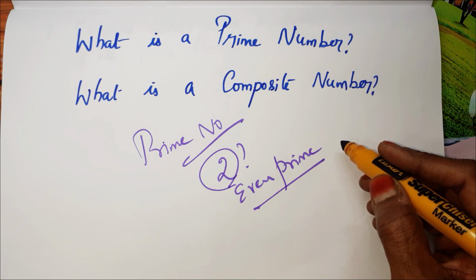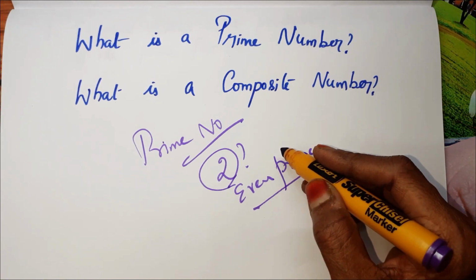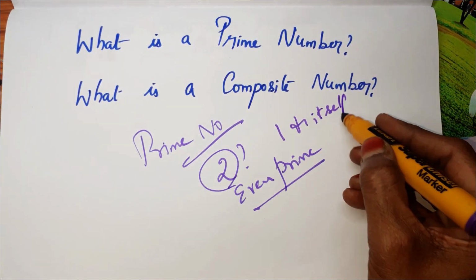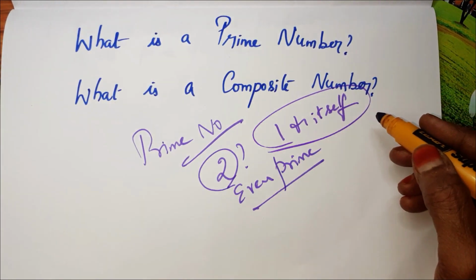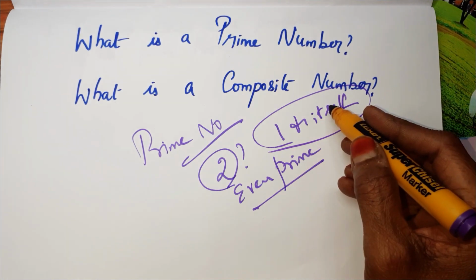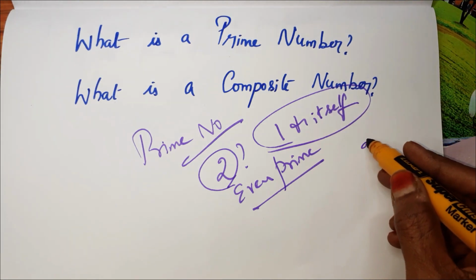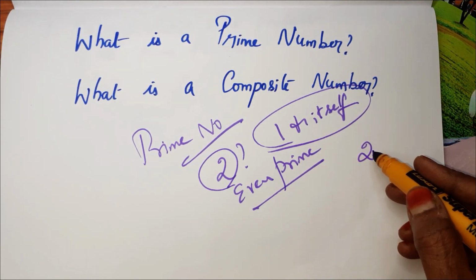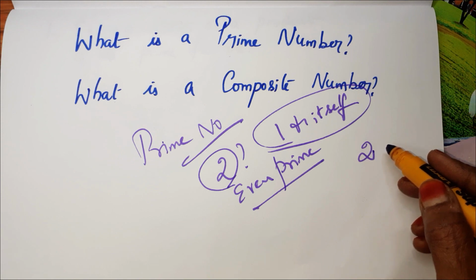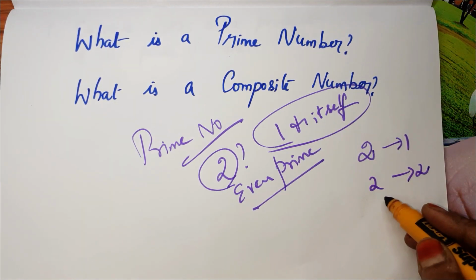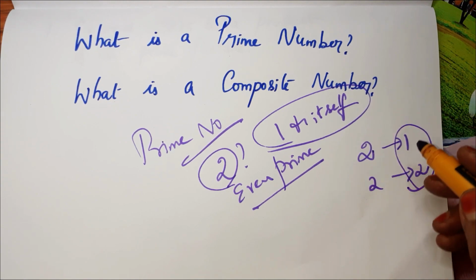Prime number means it will have only 2 factors, 1 and itself. That means a prime number is divisible only by 1 or itself. For example, when we take 2, 2 is divisible by 1 and 2 is divisible by itself. So only these 2 are the factors of 2.